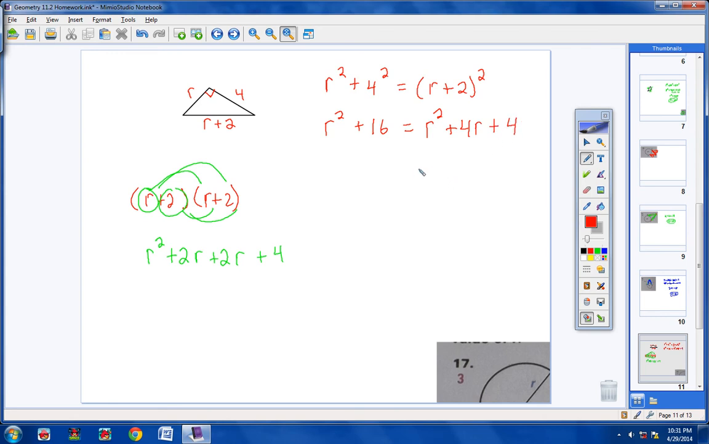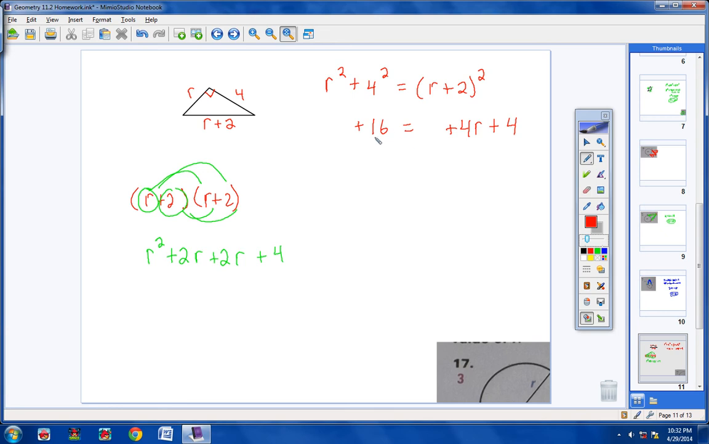Now I want to show you, if you see this R squared and you're like, oh, what do I do? Well, really it doesn't matter. If you bring this R squared over here, it becomes negative R squared, and they cancel out. And you say, well, Mr. Earhart, what if I brought this R squared over? Same thing. It'd be a negative R squared, and they still cancel out. So no matter what, your R squareds are going to totally cancel out. So they're gone, okay? So here's what you're left with.